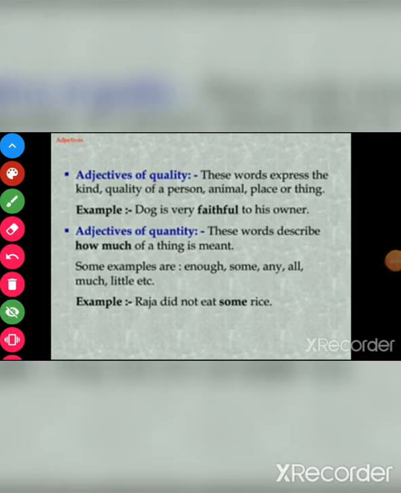The first kind of adjective is adjective of quality. These words express the kind or quality of a person, animal, place or thing. Example, dog is very faithful to his owner. Here the word faithful describes the quality of the dog.